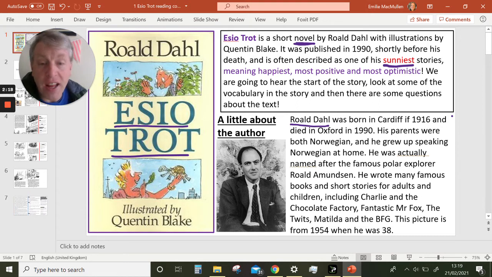And he was actually named after a very famous Norwegian explorer called Roald Amundsen, who was the first person to get to the South Pole. He wrote many famous books and short stories for adults and children, including Charlie and the Chocolate Factory, Fantastic Mr. Fox, The Twits, Matilda, and the BFG, Big Friendly Giant. And we often see pictures of him when he was older, so I thought I'd put a picture in from 1954 when he was 38.